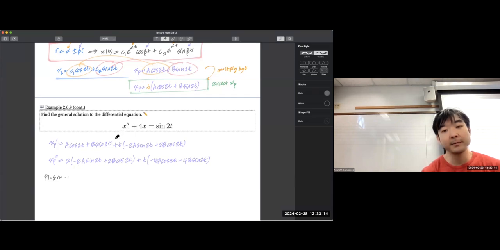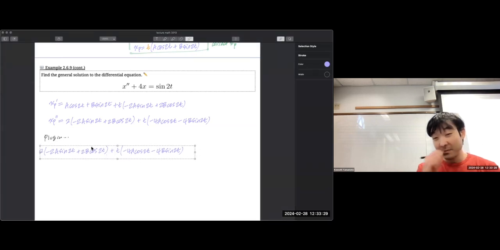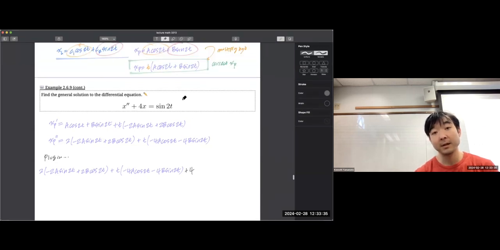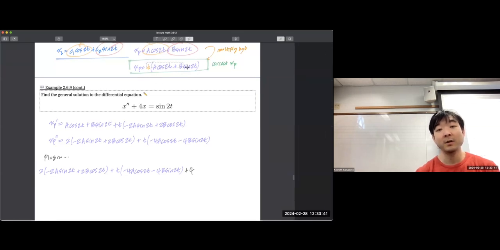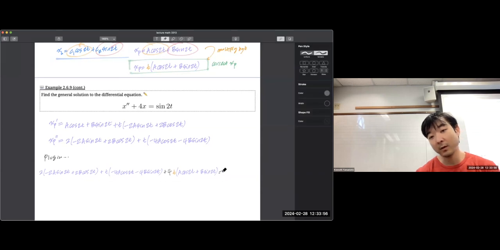So we have x double prime, which is all of this. So I'll just copy this down. And then you have plus 4 times x. There's no x prime in this left-hand side, so it's just the x. So it's just this one. And this is too big, so I'll just shrink it a little bit. This has to equal sine of 2t.